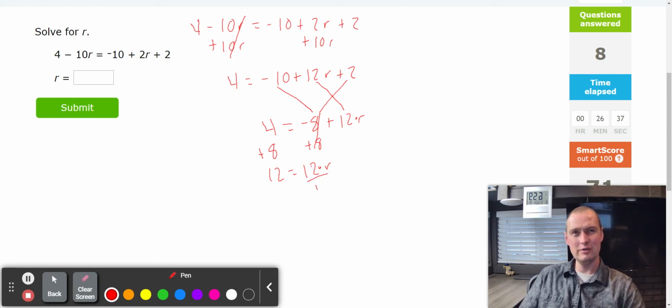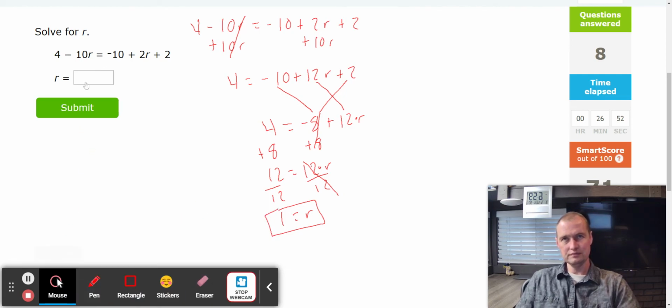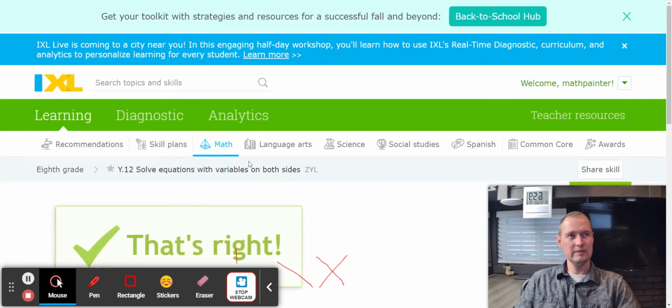Because if I divide 12 on both sides, divide 12, divide 12. 12 divided by 12 is 1, and the 12's eliminate, r. So there was only one r here the whole time. That was kind of a fun one. So we're going to plug in a 1 there.